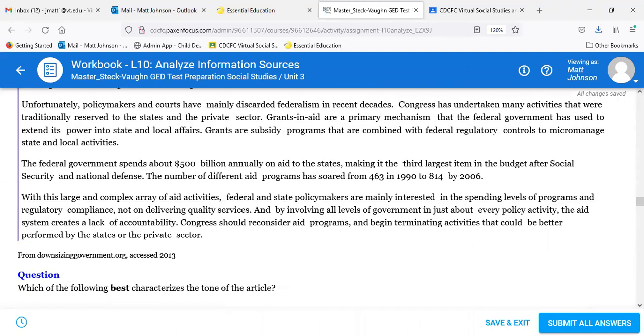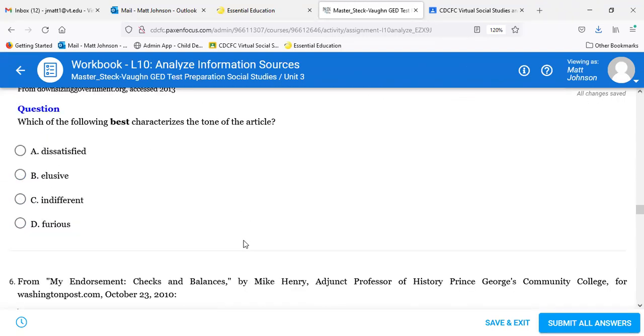Okay, so number 5. Etta, you want to read number 5 for us? Okay, it says, which of the following best characterizes the tone of the article? A, dissatisfied, B, elusive, C, indifferent, or D, furious?